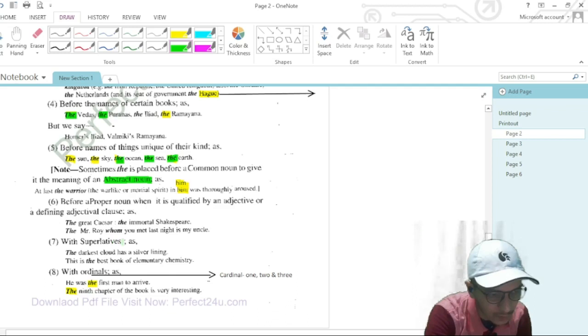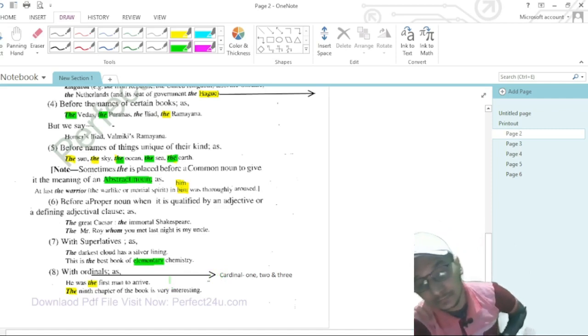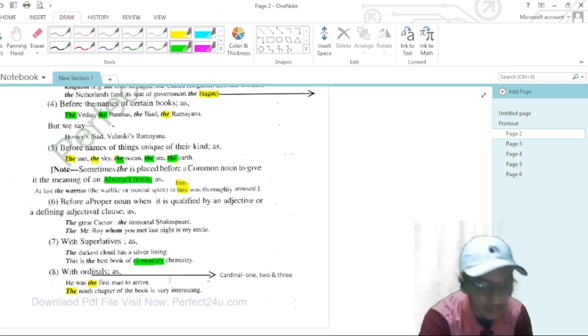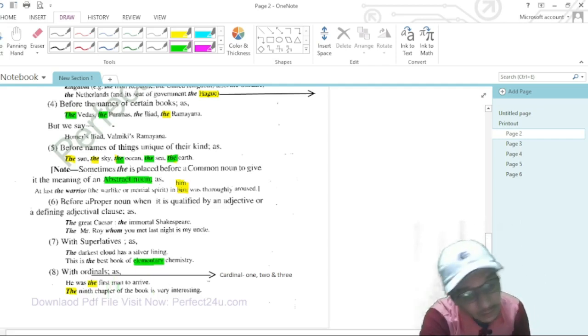With superlatives, as in "The darkest cloud has a silver lining. This is the best book of elementary chemistry." With ordinals, as cardinal and ordinal. Ordinal means first, second, third. Cardinals are 1, 2, and 3. "He was the first man to arrive." And "The ninth chapter of the book is very interesting."